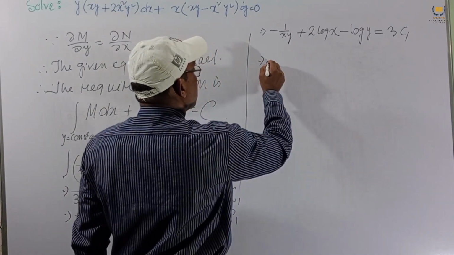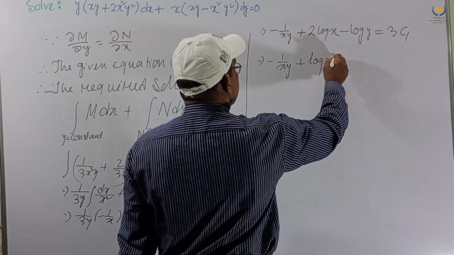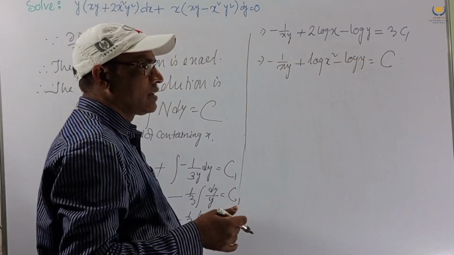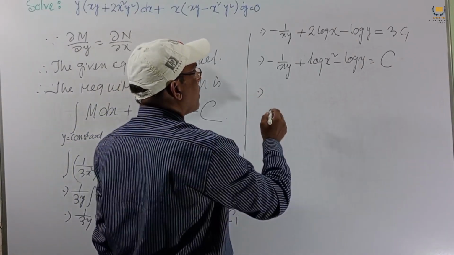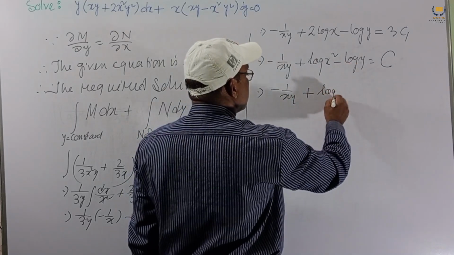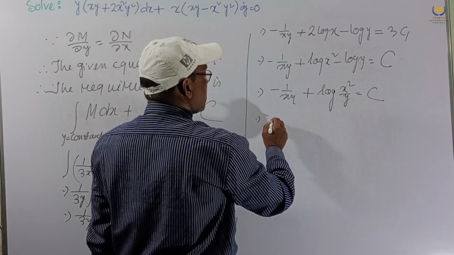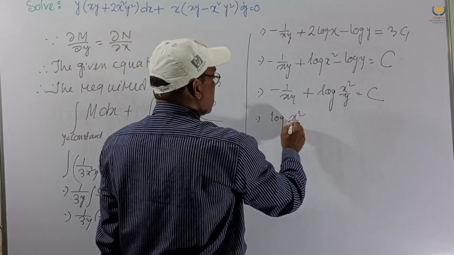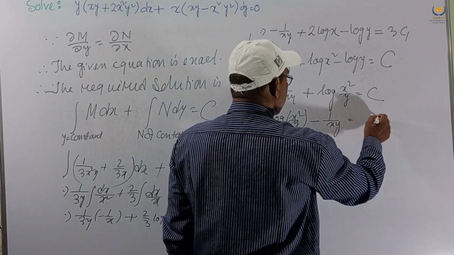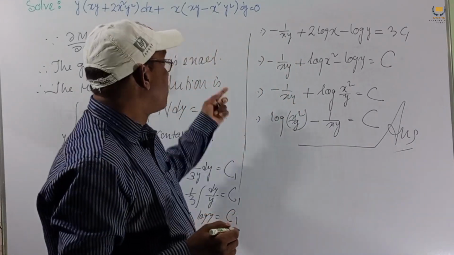And this is −1/(xy), and by using the logarithm formula, 2 log x is log x², so we write log y, equal to c, where 3c1 we consider as c. In the logarithm formula, if it is minus, then we write division: log of x²/y minus 1/(xy) equals c, and this is our required solution. This is the final result of the given problem.